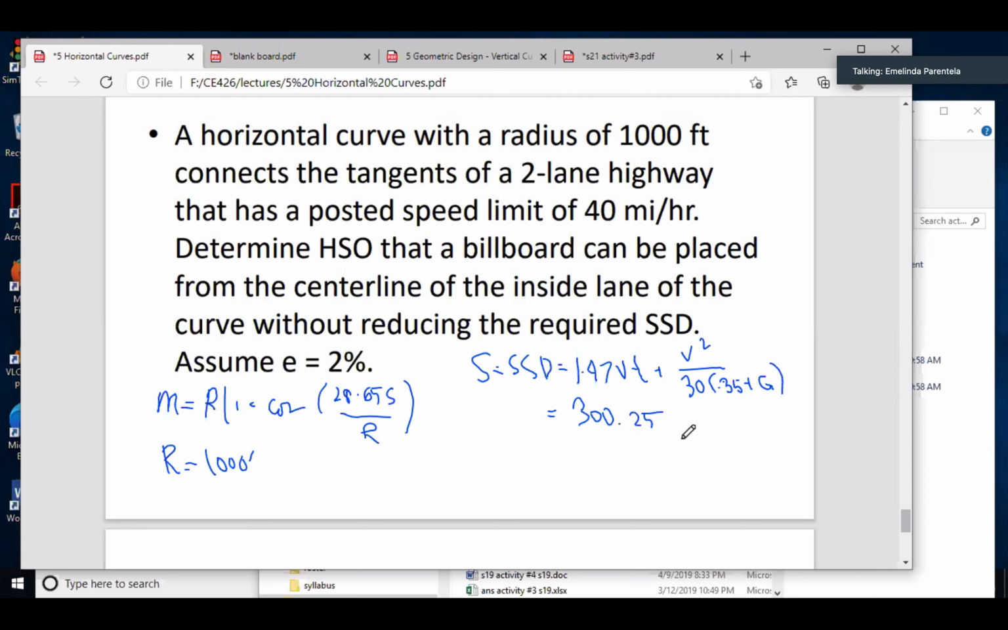Did everyone get the same value? What is G? Where did you get G, or do you have to find G? G is 0, right? Oh, G is 0? That means we assume it's 0. And we assume the time is 2.5 seconds, right? Yes. So I got basically 300, like 299.3. Yes, it should be 299.3.